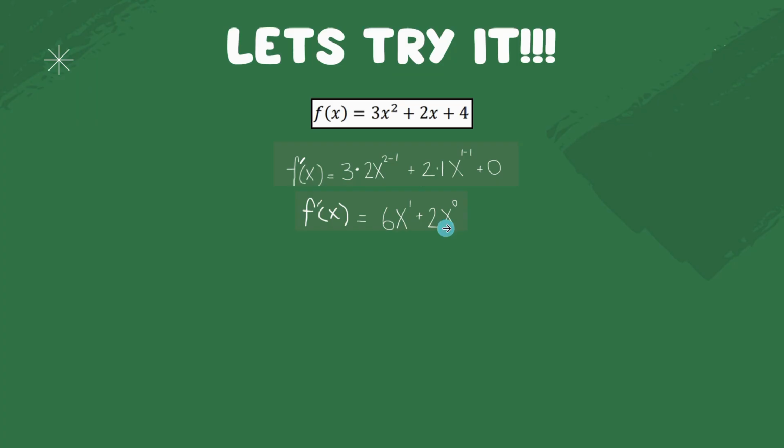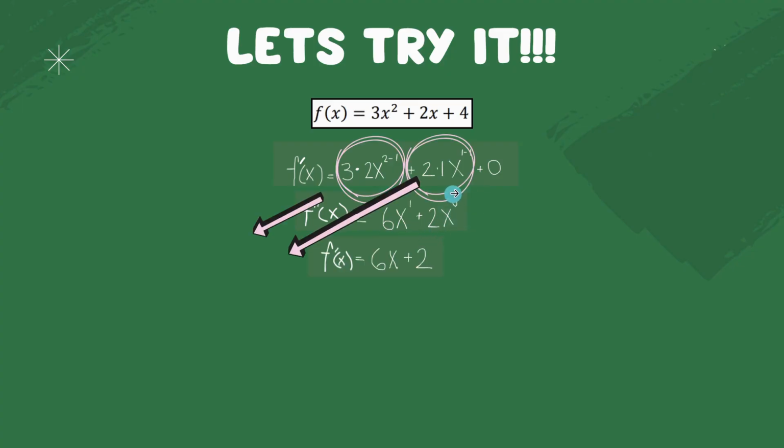So f prime of x is now equal to 3 times 2, which is 6, x to the power of 2 minus 1, which is 1, plus 2 times 1, which is 2, x to the power of 1 minus 1, which is 0, and x to the power of 0 is just 1, so 2 multiplied by 1 is just 2. So this is the final answer.